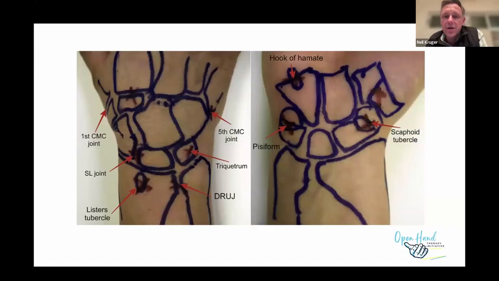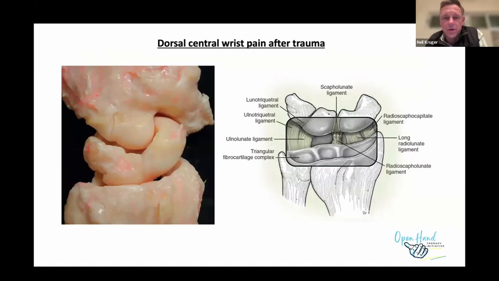On the volar side, you can obviously feel the pisiform, the hook of the hamate, your scaphoid tubercle, and your trapezium on the volar side. Those are the boundaries of the carpal tunnel, but carpal tunnel is not part of this talk.